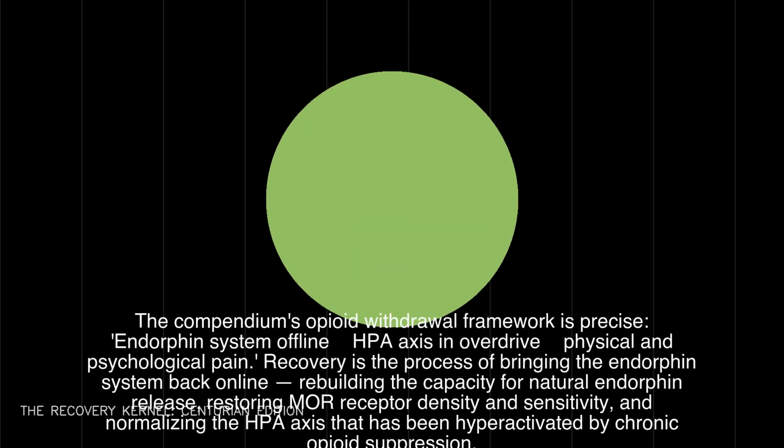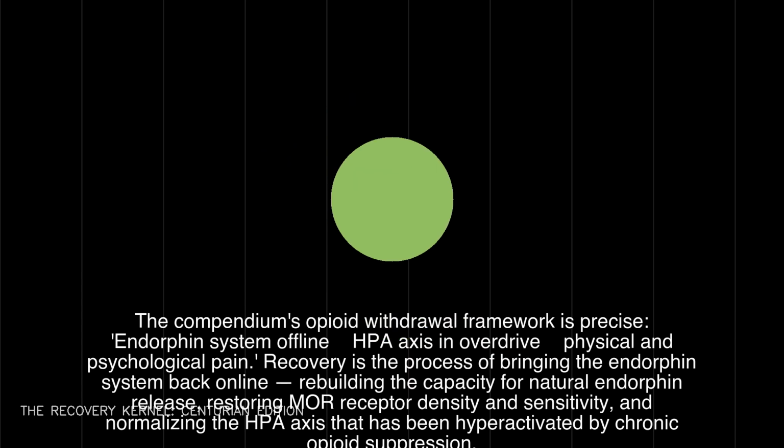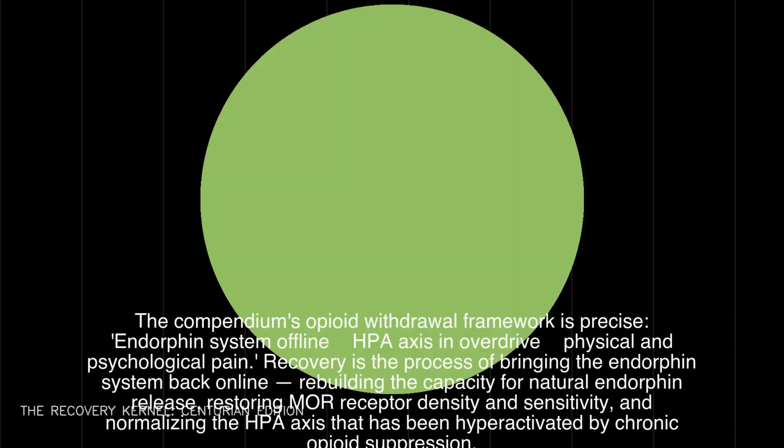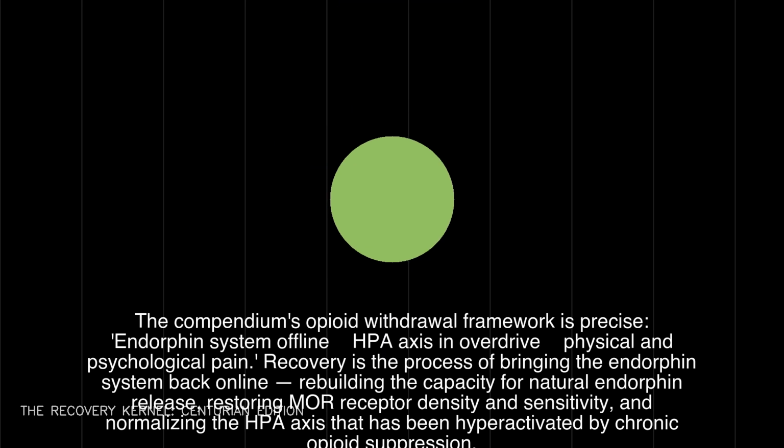Everything in this section applies whether or not you are on MAT. MAT stabilizes the mu system at a functional level; it does not rebuild it. The supplement and behavioral protocol in this section supports mu system recovery while MAT maintains stability.